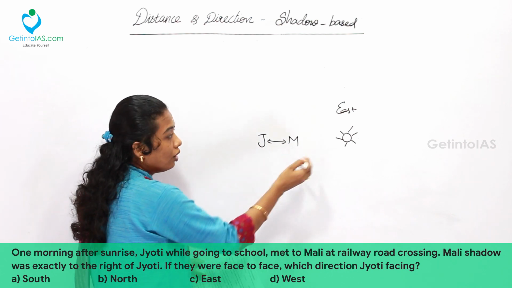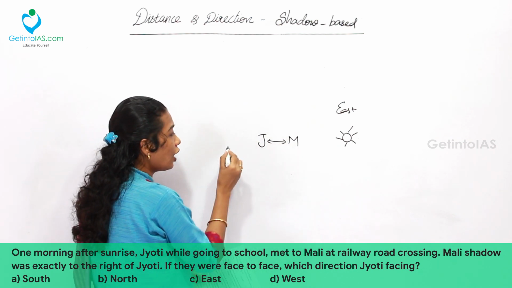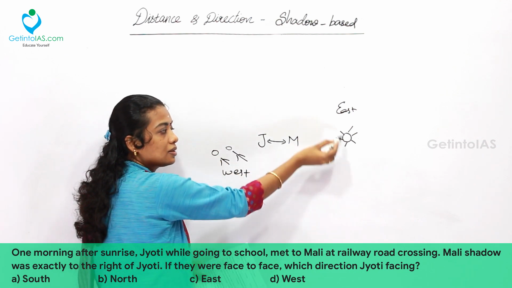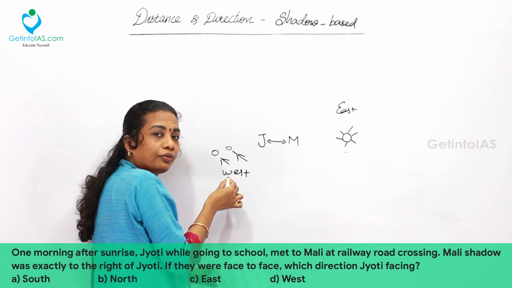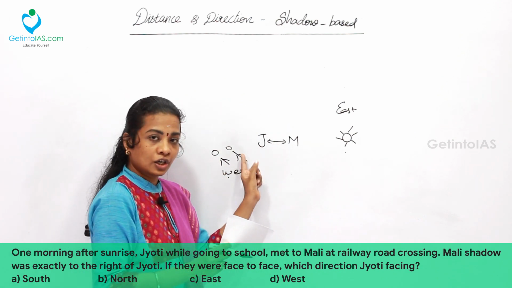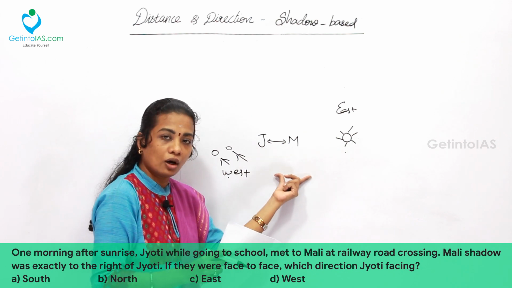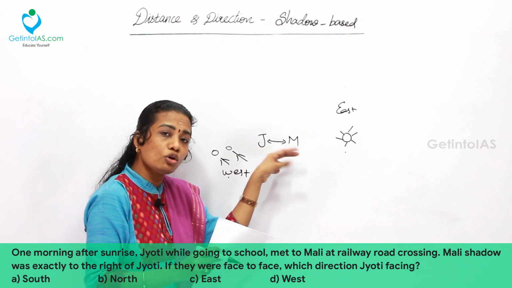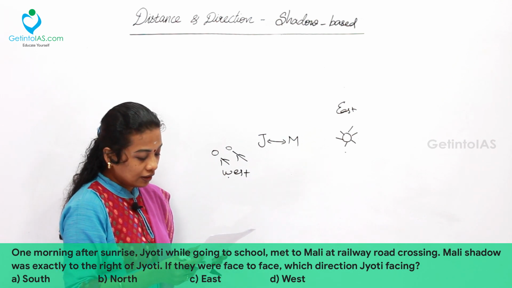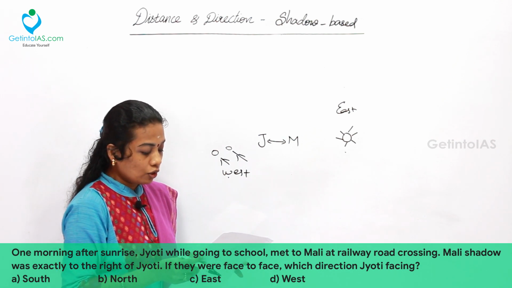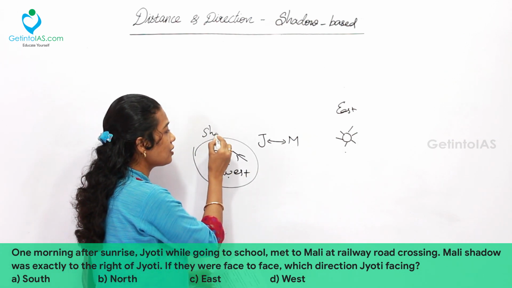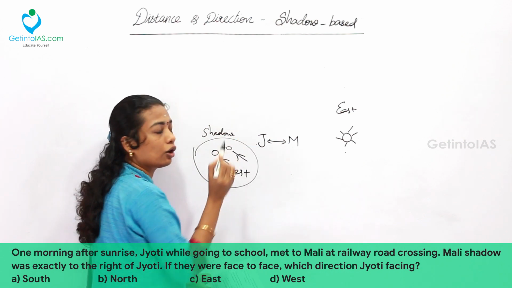Always the sun is in the east, so the shadow of these 2 persons will be in the west, right? East the sun is there, the shadow will be on the west side. So it may be Jyoti's shadow or Mali's shadow, how many persons are standing here is not our concern. The shadow of all those persons will be on the west side. That is the point to be noted carefully. Here it is given, Mali's shadow was exactly to the right of Jyoti. The shadow part is just to the right side of Jyoti.